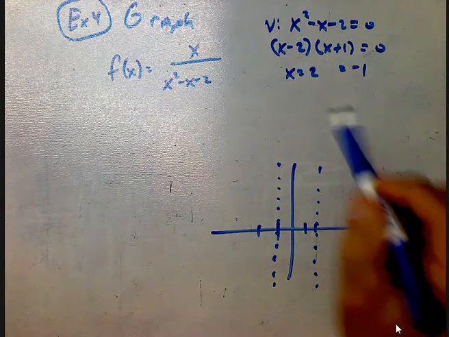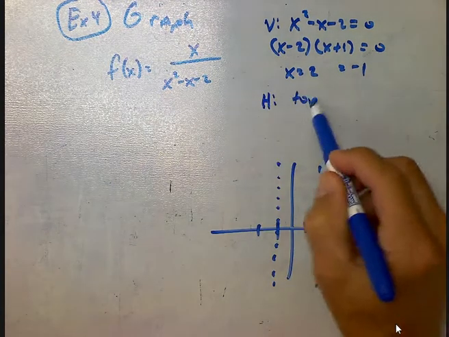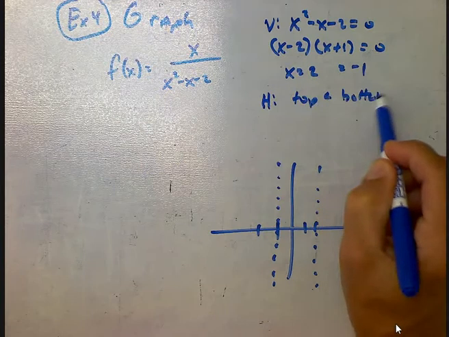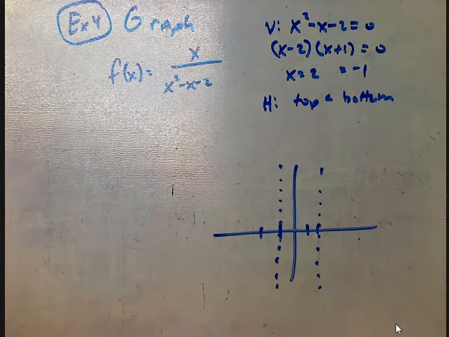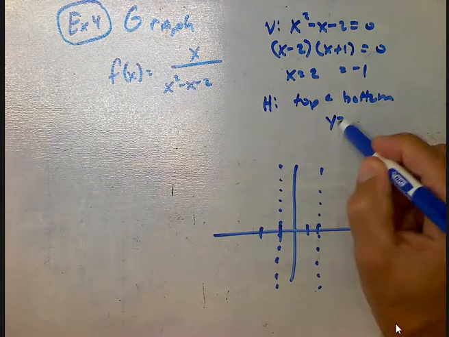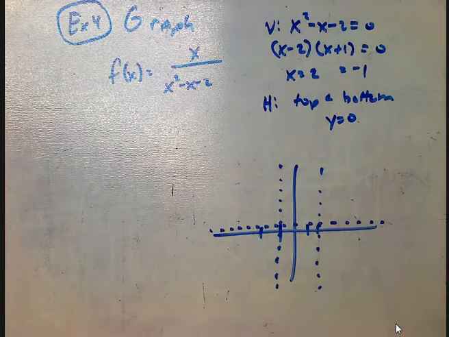Then for my horizontal, I have top is less than bottom for my degree, because x to the first is less than x to the second. So that means y equals 0. So I've got my asymptotes on there.